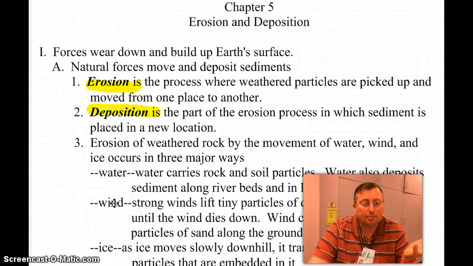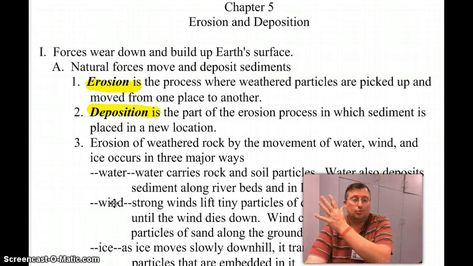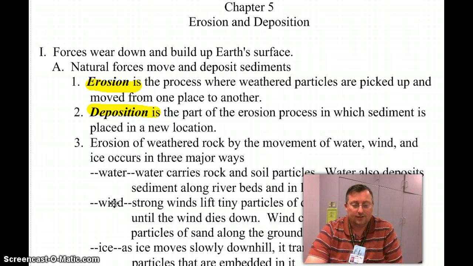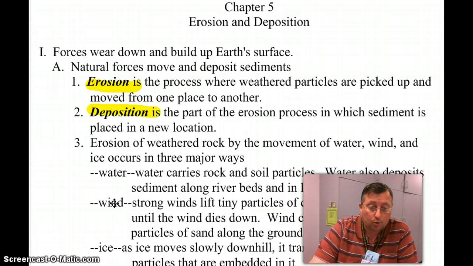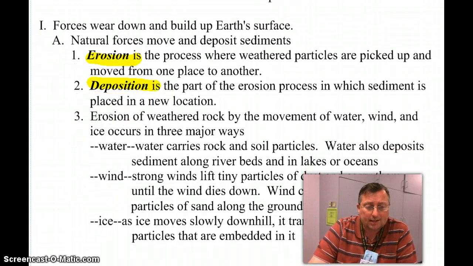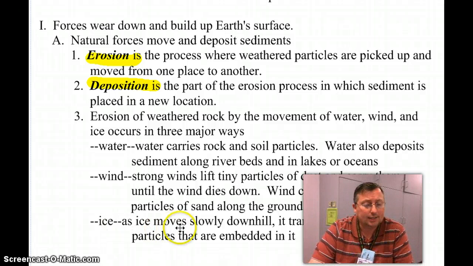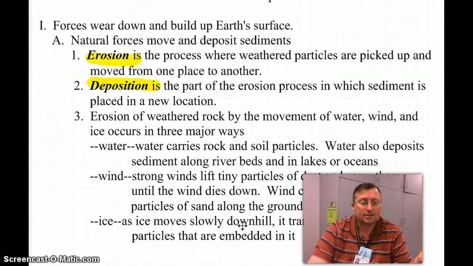Wind can erode. Strong winds can pick up even tiny little pieces of rock. If you've ever been outside, maybe during a softball game or something, and a gust of wind picked up and just whipped a whole bunch of dust across the field, you could feel the sand hitting you in the legs, and that's erosion as well. And the last one was ice. Most people don't think about ice as being something that can move things, but glaciers, as they advance downhill, they actually can carry rocks and soil with them, and then eventually they will drop it off.